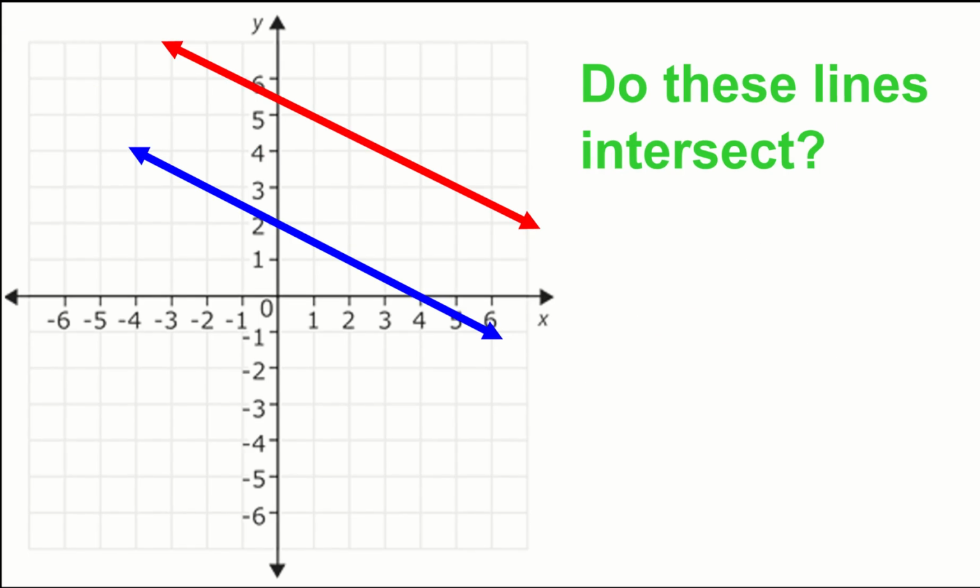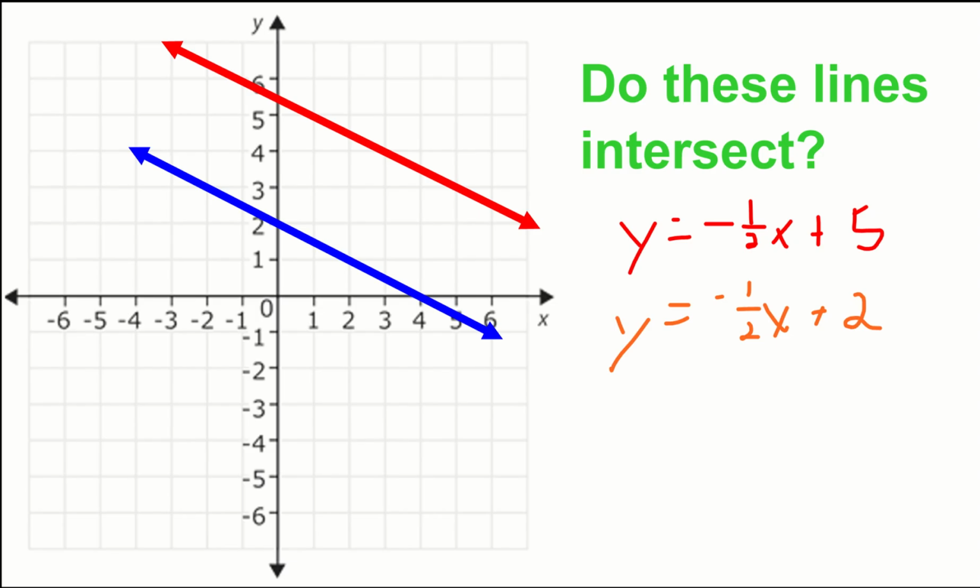If we go to the next one, do those lines intersect? No. The one got shifted up a little bit. Let's pretend that it goes through the 5. So we have y equals negative 1/2 x plus 5. I think I accidentally shifted it up a little bit. For the blue line, we have y equals negative 1/2 x plus 2. So these two don't intersect.